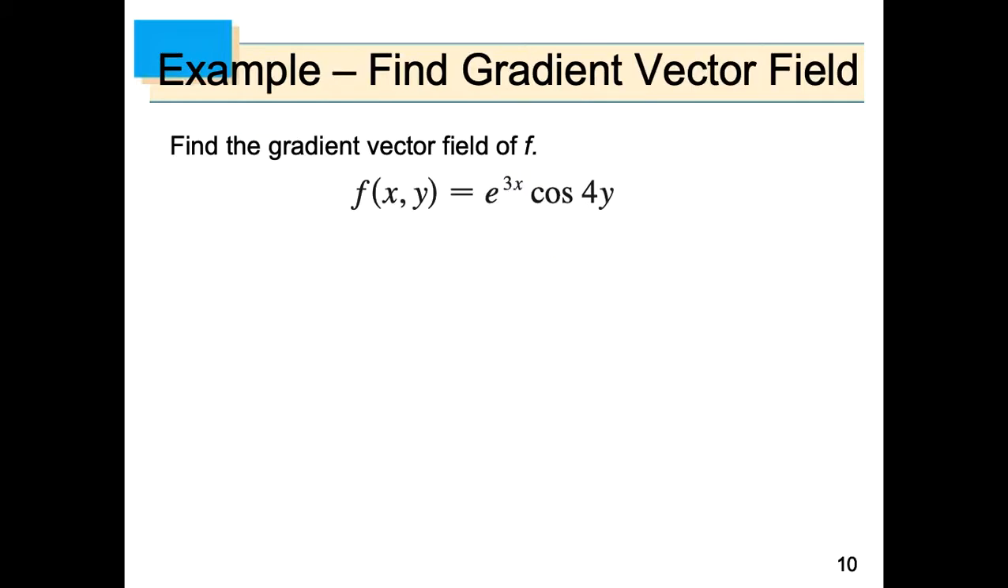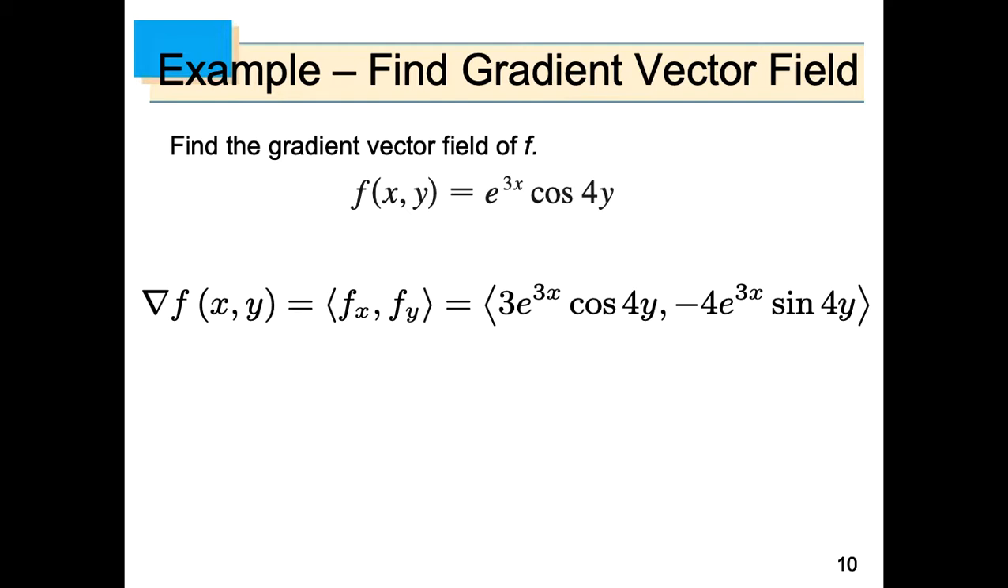So let's just do one very quickly. This is a very simple part of this section. The gradient vector field for f in this case would simply be 3e to the 3x cosine 4y, because we took the derivative with respect to x, leaving cosine 4y constant. For the second component, we take the partial with respect to y, where e to the 3x is held constant, and we're left with negative sine 4y, multiplied by the chain rule factor of negative 4. I really don't think there's any problem here. This is going to be a very simple aspect of this section.